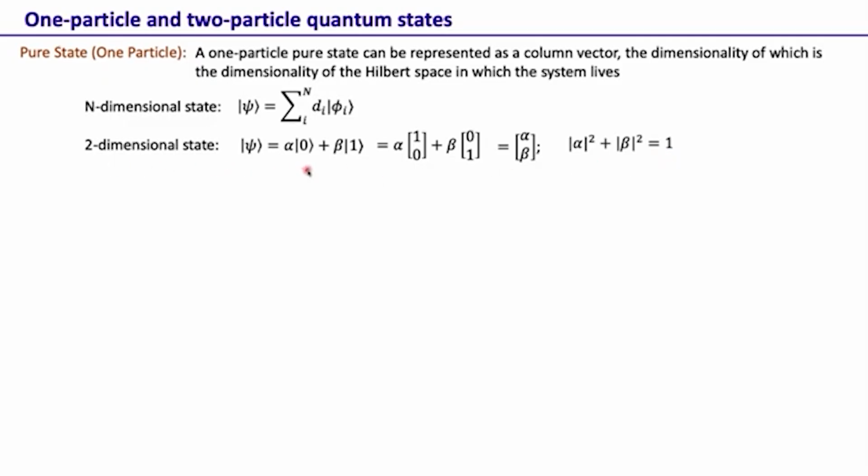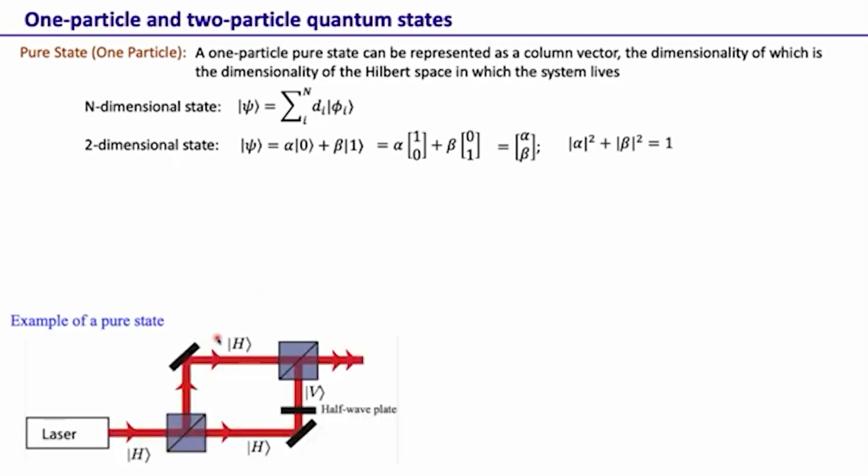So that's how we represent a 2-dimensional 1-particle pure state, and this is how we represent an n-dimensional 1-particle pure state. Just to have an example of a pure state, which we discussed already: suppose we have a laser with a horizontally polarized photon coming in. If it goes through a beam splitter, it splits the possibility of the photon going into two. So either the photon can go this way or the photon can go this way.